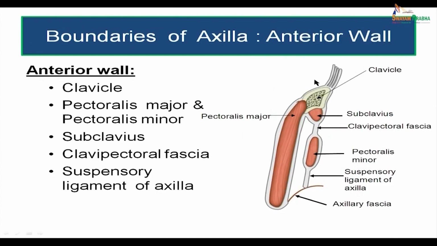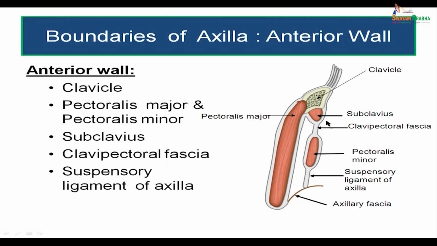Then we have the anterior wall. The anterior wall is formed above by the clavicle, then by the muscles pectoralis major and pectoralis minor, and a third small muscle attached to the clavicle called subclavius. Then the clavipectoral fascia and the lower part of it called the suspensory ligament of axilla.